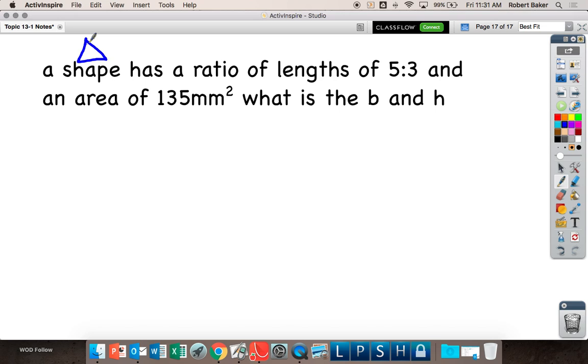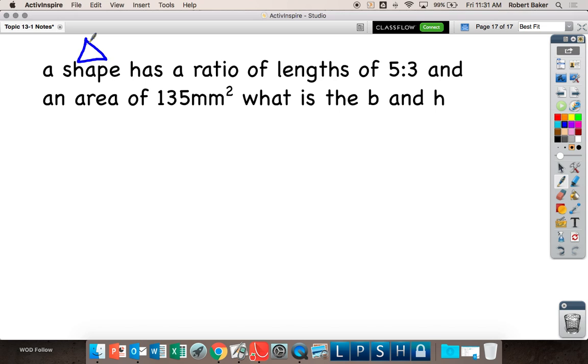So if the base is 5, the height is 3. If the base is 10, the height is 6. If the base is 20, the height is 12. Okay, so they have a 5:3 relationship. That means you have to find the ones that multiply it. Guessing and checking will not work here because I tried that and it took me 30 minutes.